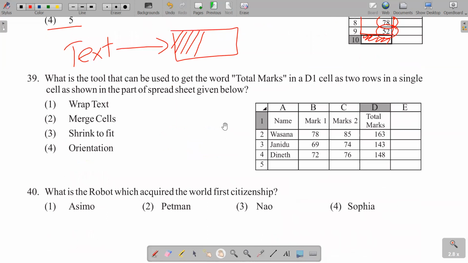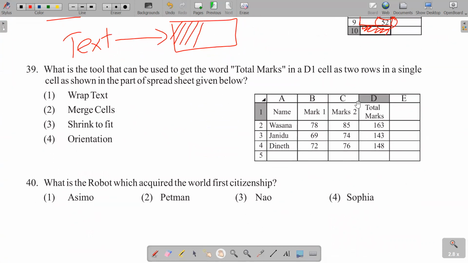39. What is the tool that can be used to get the words Total Marks in cell D1 as 2 rows in a single cell, as shown in the part of the spreadsheet? Yes. So they're asking about this. This is what we call wrapping the text. So the first one is going to be the answer.